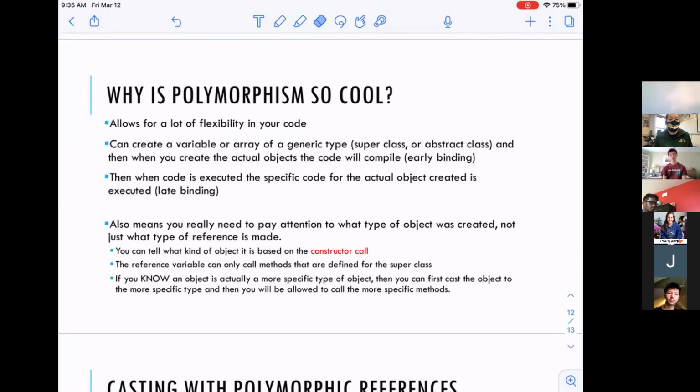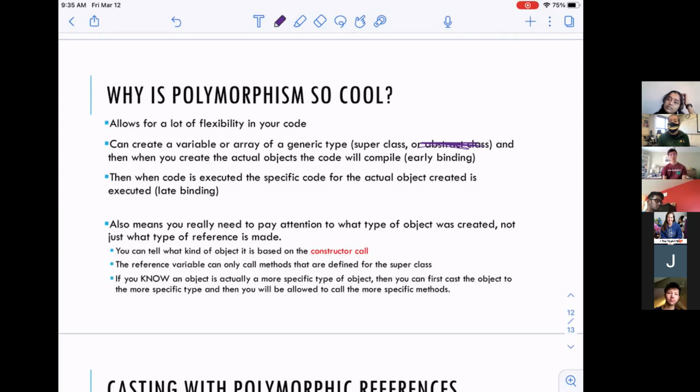Number one, it allows for a lot of flexibility in your code. You can create an array list of a generic type, your superclass. And ignore the word abstract class, we're not learning those this year. When you create the actual objects, the code will compile. When the code is executed, the specific code for the actual object created is executed.